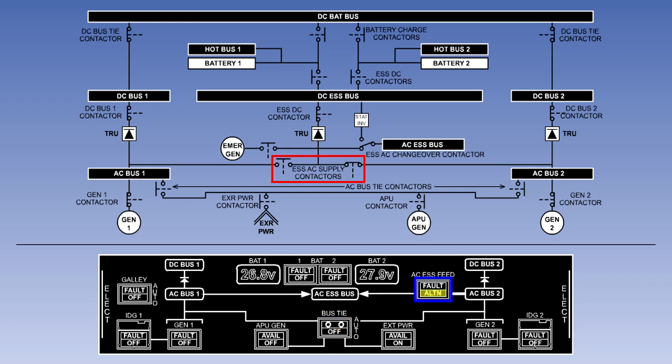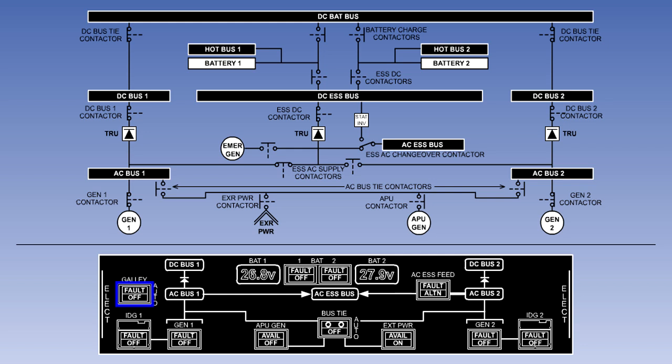As we have said, the essential AC bus bar is normally supplied from AC bus bar 1. The AC essential feed switch allows the pilot to select AC bus bar 2 as the source of supply for the essential AC bus bar. The two battery switches allow the pilot to disconnect the battery charging circuits by locking open the battery charge contactors. The fault lights in the battery switch lights illuminate if the battery charging current is excessive.